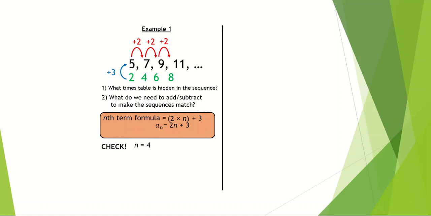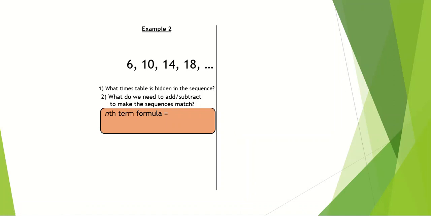To check your work, you can look for a specific term. For this example, I'll choose to find a sub 4. In the original sequence, it's 11. So I need to get 11 using this formula. This time, my n is equal to 4. So 2 times 4 plus 3 is indeed 11. Therefore, this explicit formula is correct.